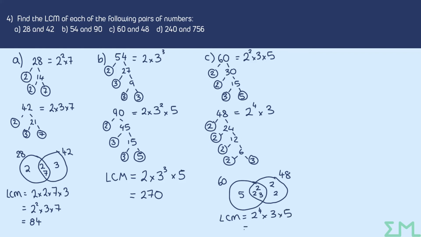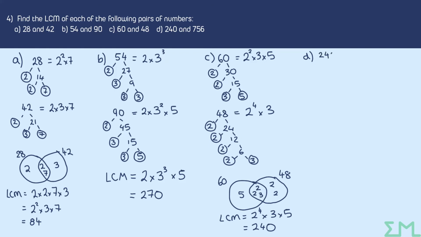Quick way to work this out, well, 2 to the 4 times 3, that is 48. And then we just need to multiply it by 5. Quick way of multiplying by 5 is to multiply by 10, so that's 480, and then halve, which is 240. There we go. Okay, last one.